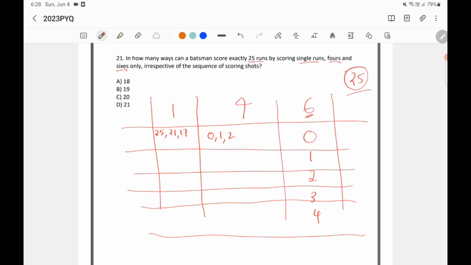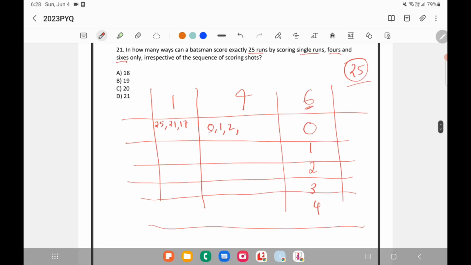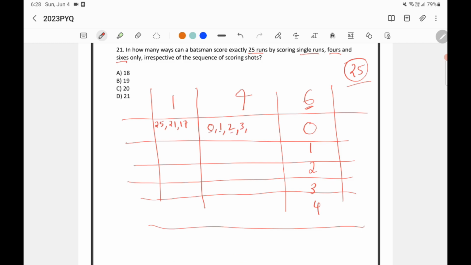So in this way, how many possibilities will there be? I can score 0 fours, 1 four, 2 fours, 3 fours, 4 fours, 5 fours and 6 fours. That is the maximum, right? 6 fours, 6 into 4 is 24. So in 25, the maximum I can score is 6 fours if there are no sixes. So these are the different possibilities. So the total possibilities when I hit 0 sixes: 1, 2, 3, 4, 5, 6 and 7. So a total of 7 possibilities.